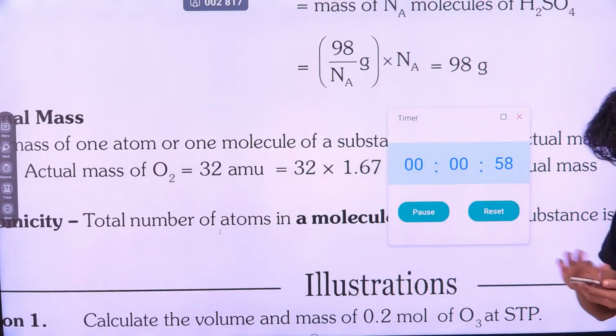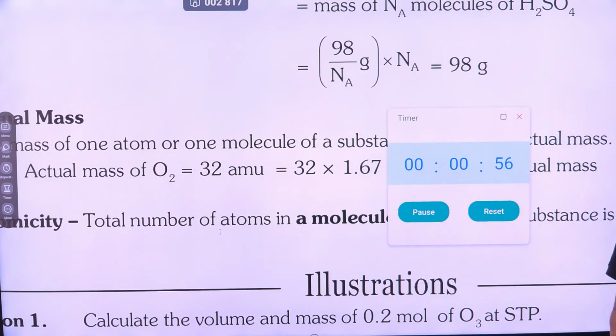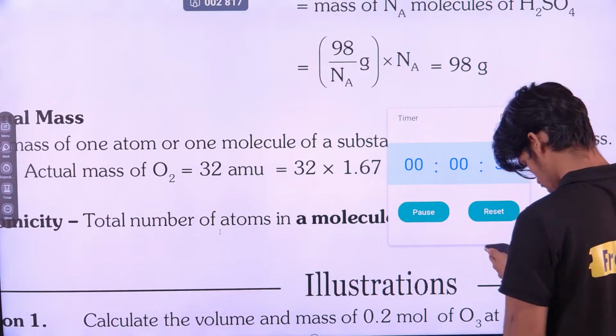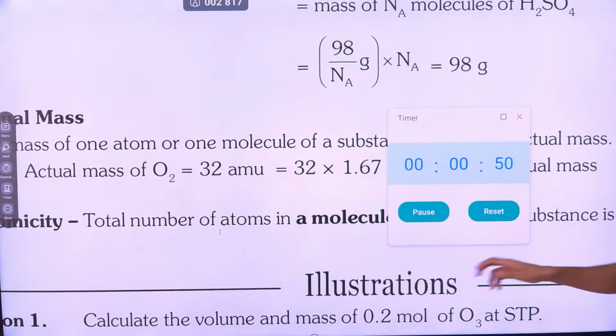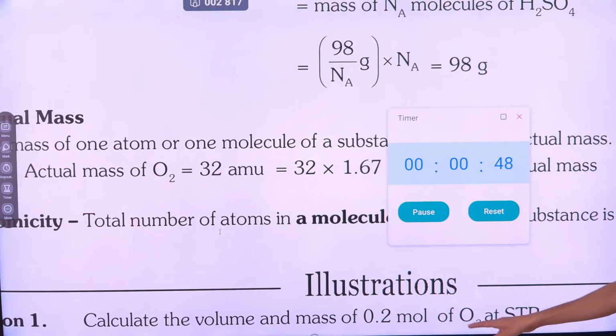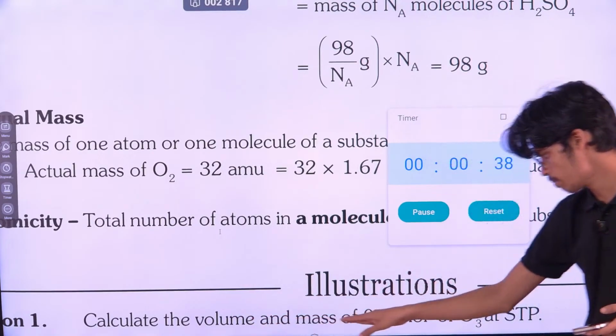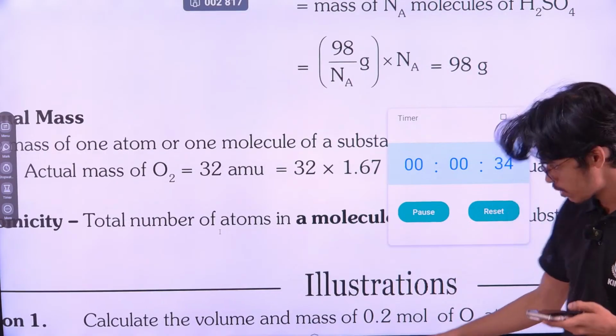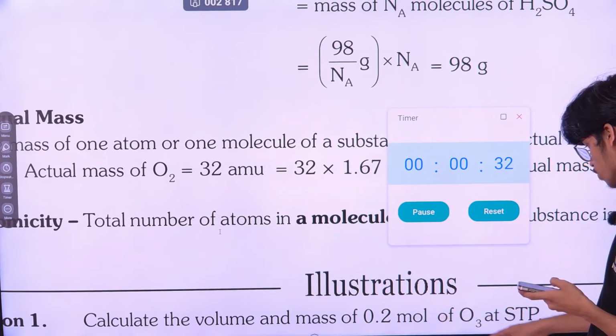Calculate the volume and mass of 0.2 mole of O3 at STP. Guys, do it. I'll set a timer for this. Guys, write illustration 1. Write the answer for this problem. It's a very simple problem. Calculate the volume and mass of 0.2 mole of O3 at STP.